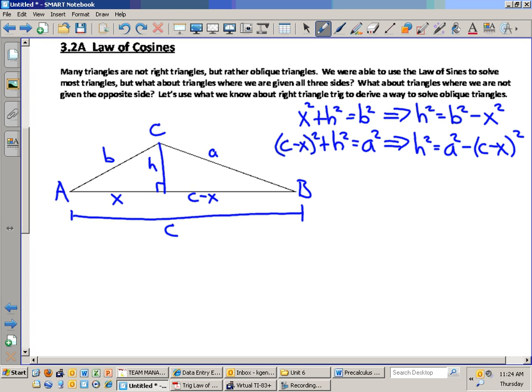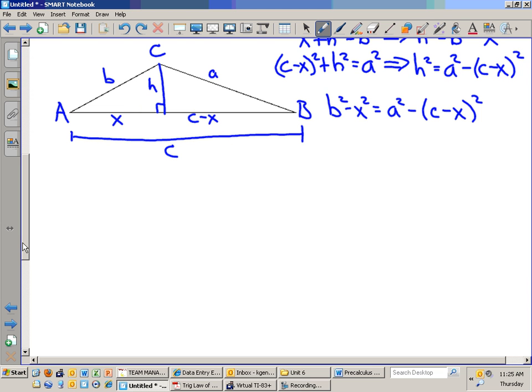So what did I do in that step? I made them both equal to h squared. If they're both equal to h squared, they are equal to each other. B squared minus x squared equals a squared minus parentheses c minus x quantity squared. So I've done a pretty good job there. I've gotten rid of all of the h's, right? H's are gone. Now I need to get rid of what? The x's. Well, let's FOIL it out and see if those x's might cancel.